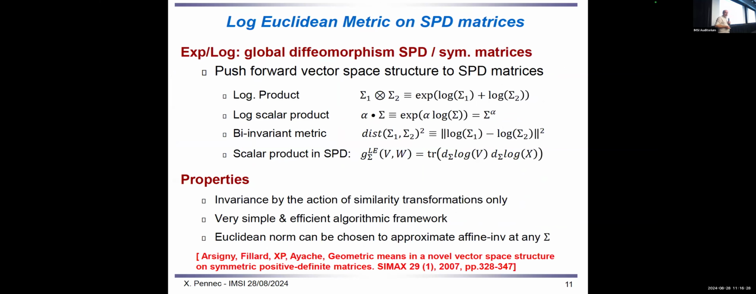Okay, so there are other metrics like the log Euclidean. The log Euclidean can be seen as somehow a push forward. So we take a Euclidean metric on the space of symmetric matrices, and we take the exponential, and then we get something on the space of SPD matrices. So it's a different metric. And it can be shown that it's actually a metric that approximates well the affine invariant metric in each tangent space, depending on the Euclidean metric that you choose.